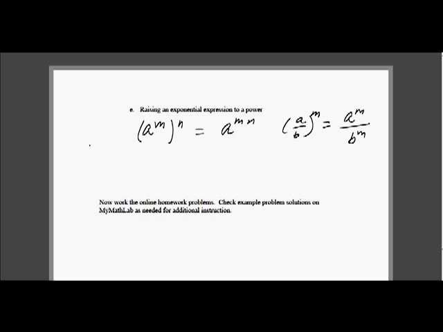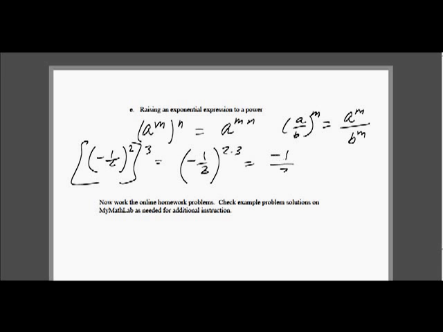Now let's look at another example problem. Minus 1/2 squared, and that quantity raised to the 3rd power. This is equal to minus 1/2 to the 2 times 3 power, or minus 1/2 raised to the 6th power, which is minus 1 to the 6th power divided by 2 to the 6th power.